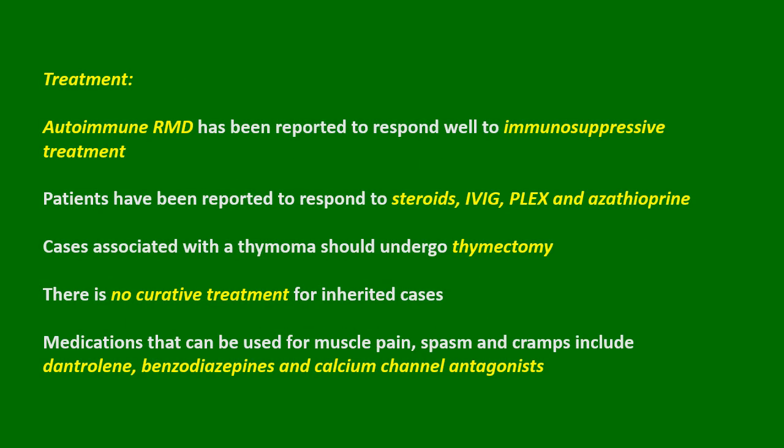Treatment: autoimmune RMD has been reported to respond well to immunosuppressive treatment. Patients have been reported to respond to steroids, IVIG, plasma exchange, and azathioprine. Cases associated with a thymoma should undergo thymectomy. There is no curative treatment for inherited cases. Medications that can be used for muscle pain, spasm, and cramps include dantrolene, benzodiazepines, and calcium channel antagonists.